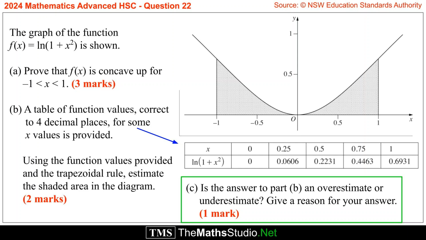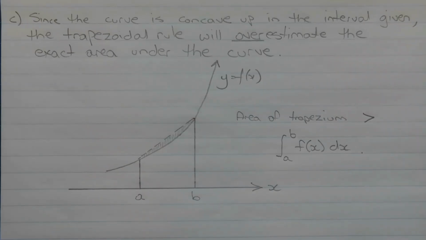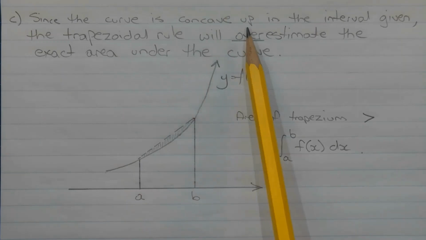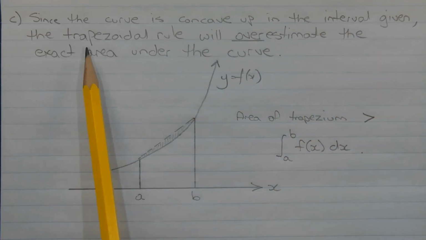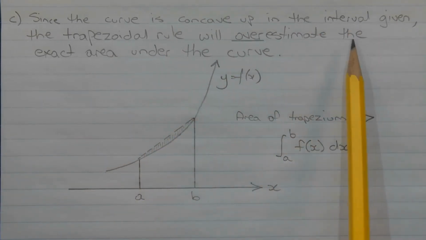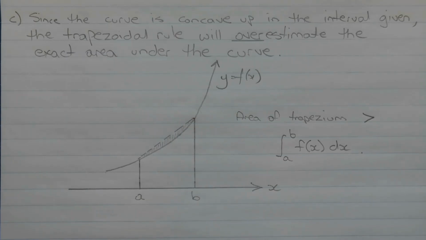Part C. Is the answer to Part B an overestimate or underestimate? Give a reason for your answer. From Part A, we found that the curve is concave up in the interval x between -1 and 1. And since the curve is concave up in the interval given, the trapezoidal rule will overestimate the exact area under the curve. And I can demonstrate that with the following diagram.